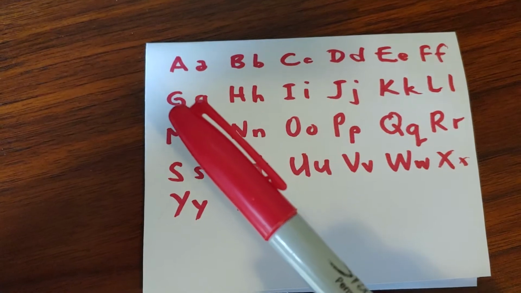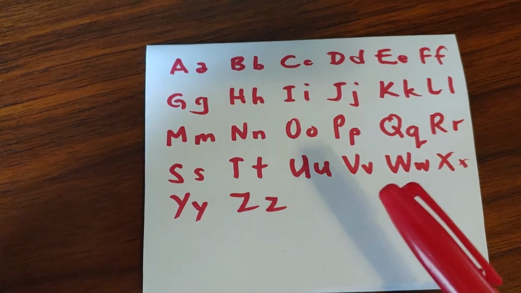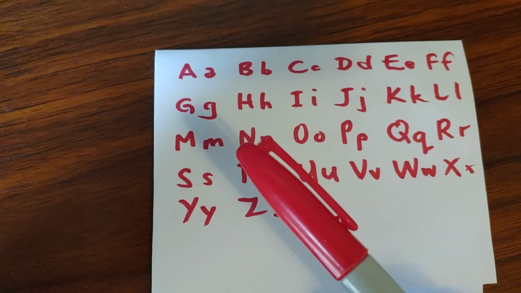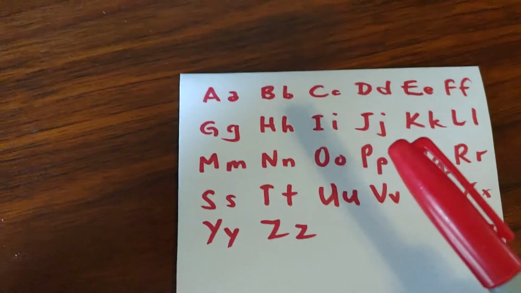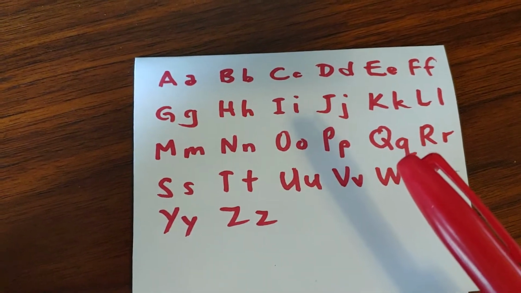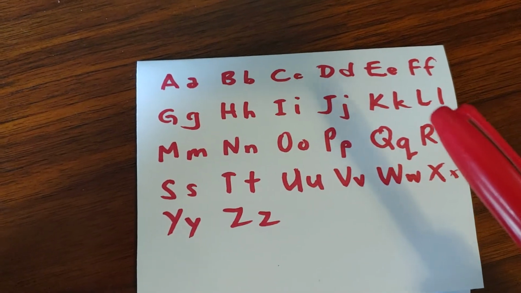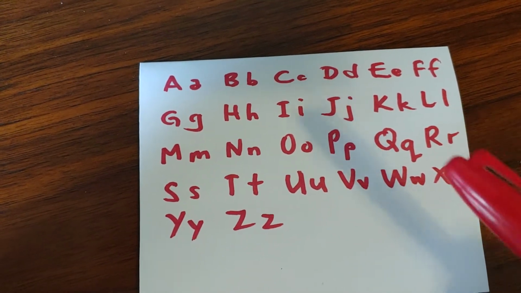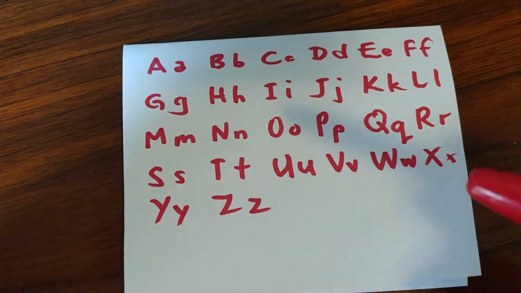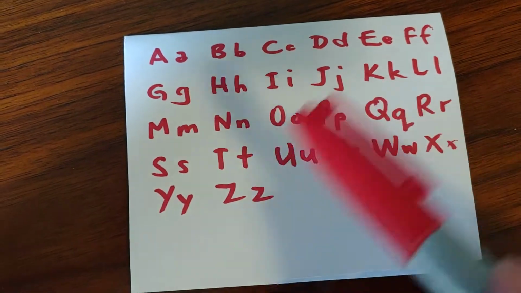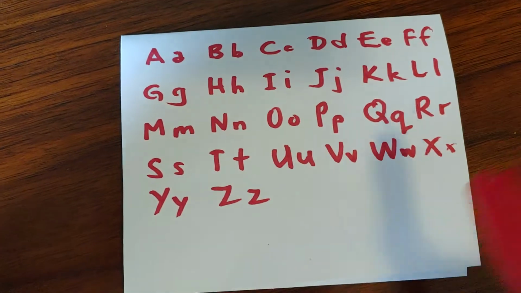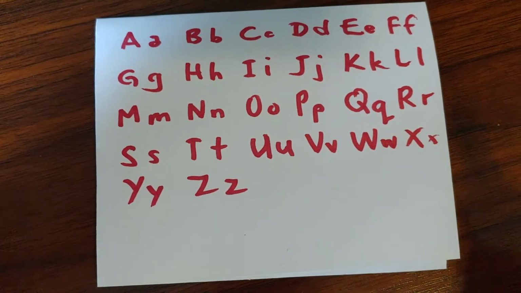But this is capital G, lowercase g. Let's see. Capital N, lowercase n, capital Q, lowercase q. Those are unique shapes. Even capital L, lowercase l. Similar, but very different to look at. So we need kids to know about 38 of these different shapes, and we want to make sure that they can name all of these alphabet letters fairly quickly.